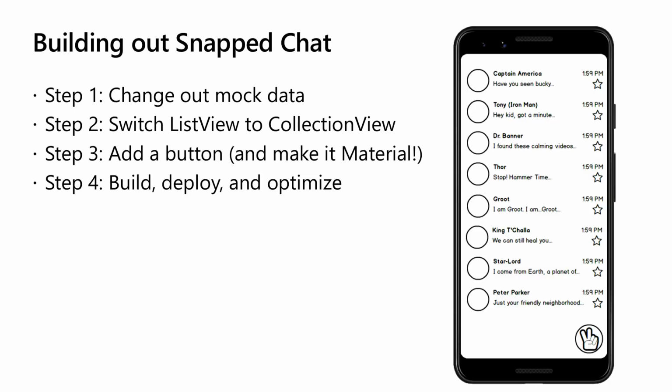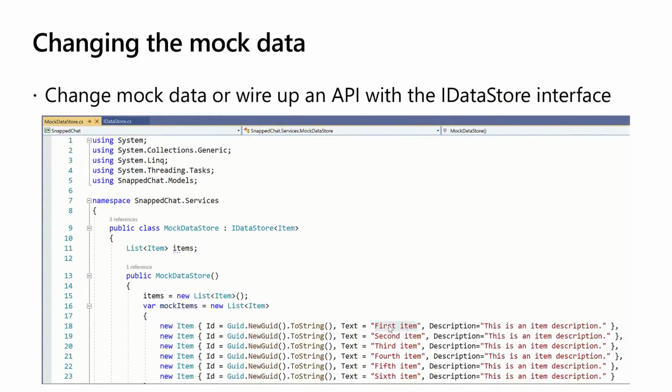So the mock data is just going to be these chats here. We're just going to switch it from Item One to Captain America. We're going to switch the list view out for collection view. So for those of you who are using Xamarin.Forms and are using list view right now, I'm going to show you how easy it is to switch that out for collection view. We're going to add a button, make it Material, and we're going to talk about how we can optimize the build and deploy pipeline. We have like 10 minutes to do all this, so you're going to see how fast it is. So the first thing is changing the mock data is literally as easy as changing a string.